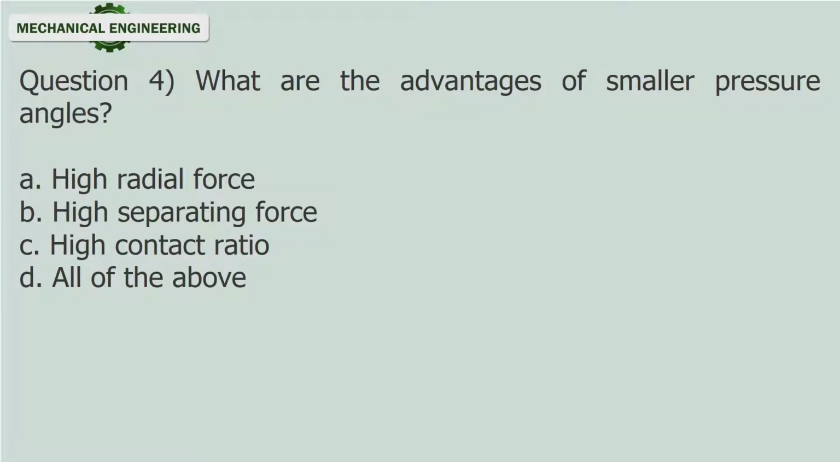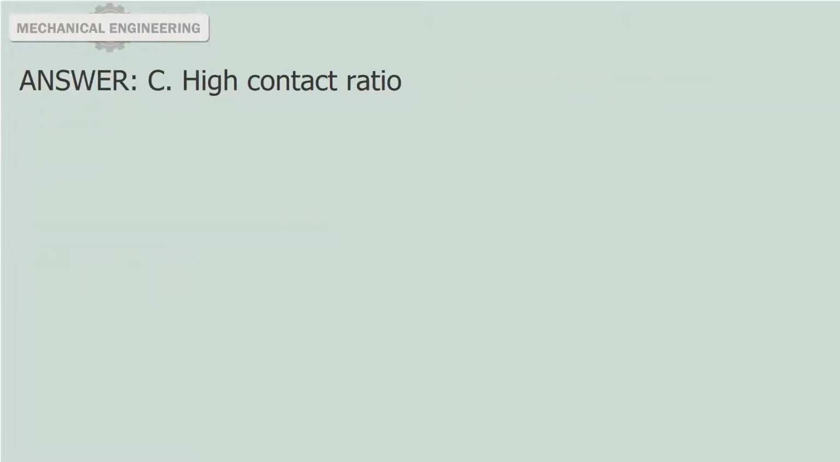Question 4. What are the advantages of smaller pressure angles? A. High radial force. B. High separating force. C. High contact ratio. D. All of the above. Answer: C. High contact ratio.